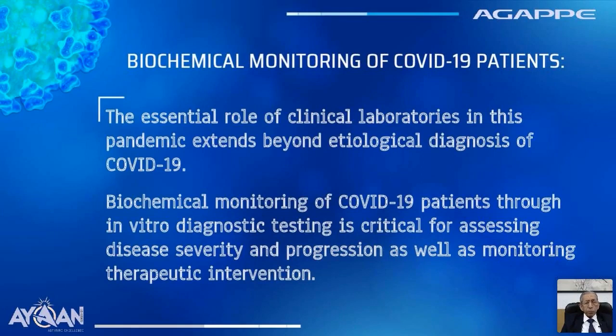Now, up to this point, I have told you the specific tests, that is the molecular tests as well as the antibody tests. These are specific for the virus. That is, the molecular test is specific to identify the RNA of the virus, and the antibody tests are specific to detect the antibodies. That means that the body has produced certain antibodies. Now we are going to look a little at the non-specific tests. The essential role of clinical laboratories in this pandemic extends beyond the etiological diagnosis of COVID. Biochemical monitoring of COVID patients through in vitro diagnostic tests is critical for assessing the disease severity and progression, as well as monitoring of therapeutic intervention.